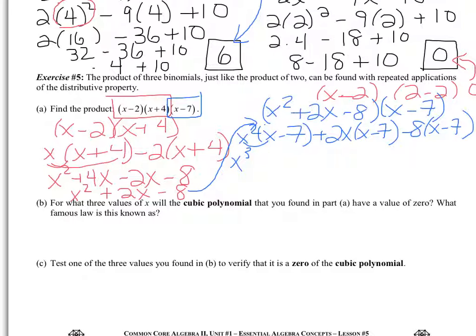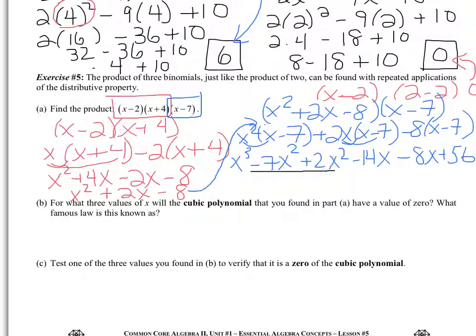I'm going to have x to the third. I'm going to have minus 7x squared. I'm going to have a plus 2x squared and a minus 14x minus 8x plus 56. Careful of signs. And now I'm going to group my like terms.